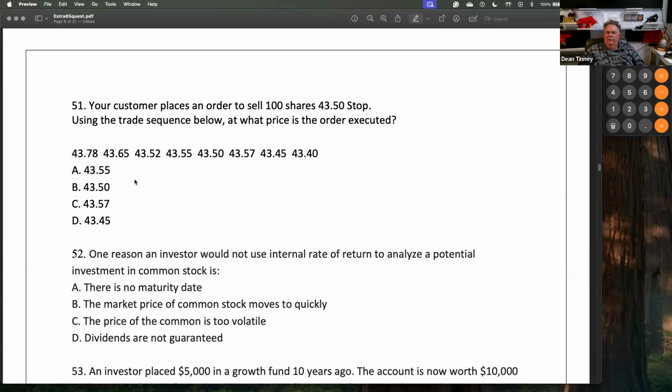Now, don't tell me 43.50. I can't tell how many clients I've had call me, that's my trade. I go, that is not your trade. That is the trade that turned your suspended contingent order into a live market order. Now you want immediate execution at the best available price. 43.50 becomes live.